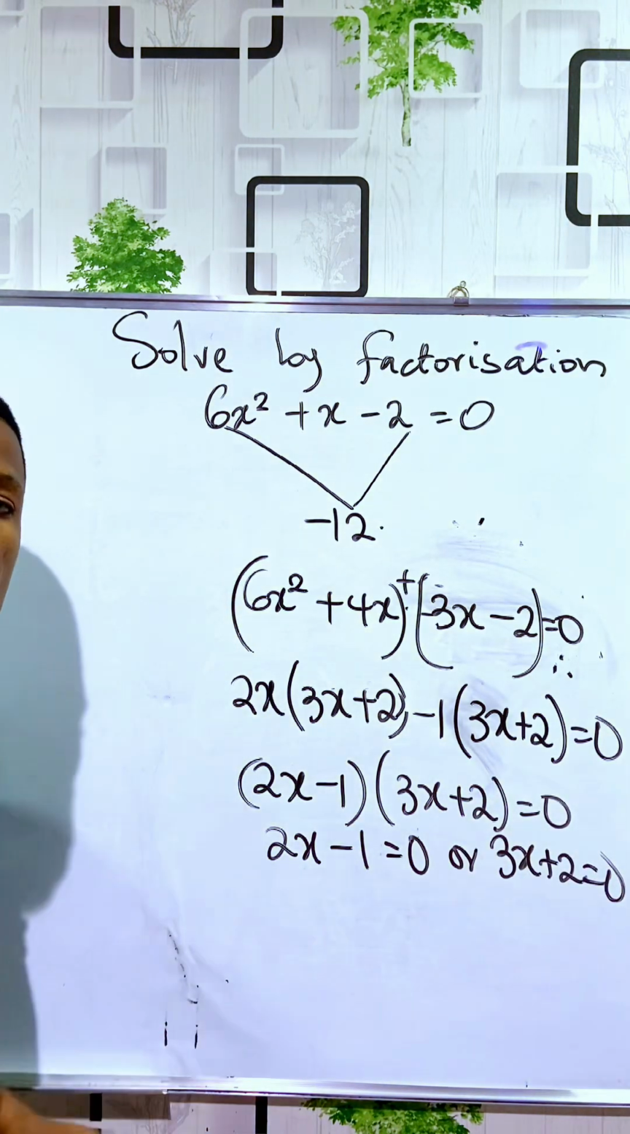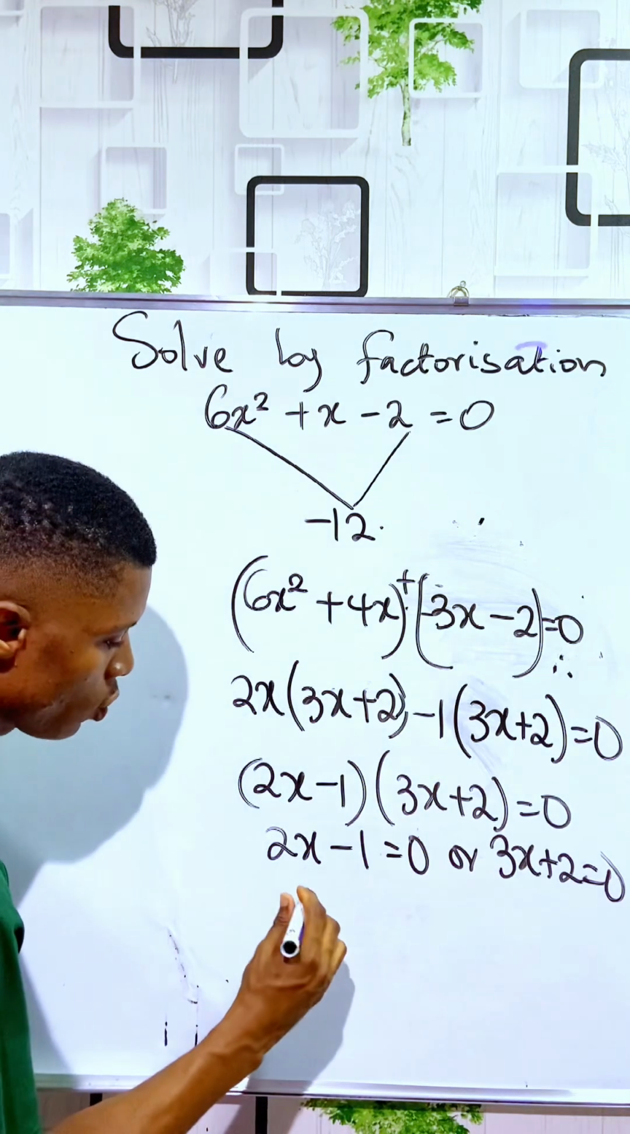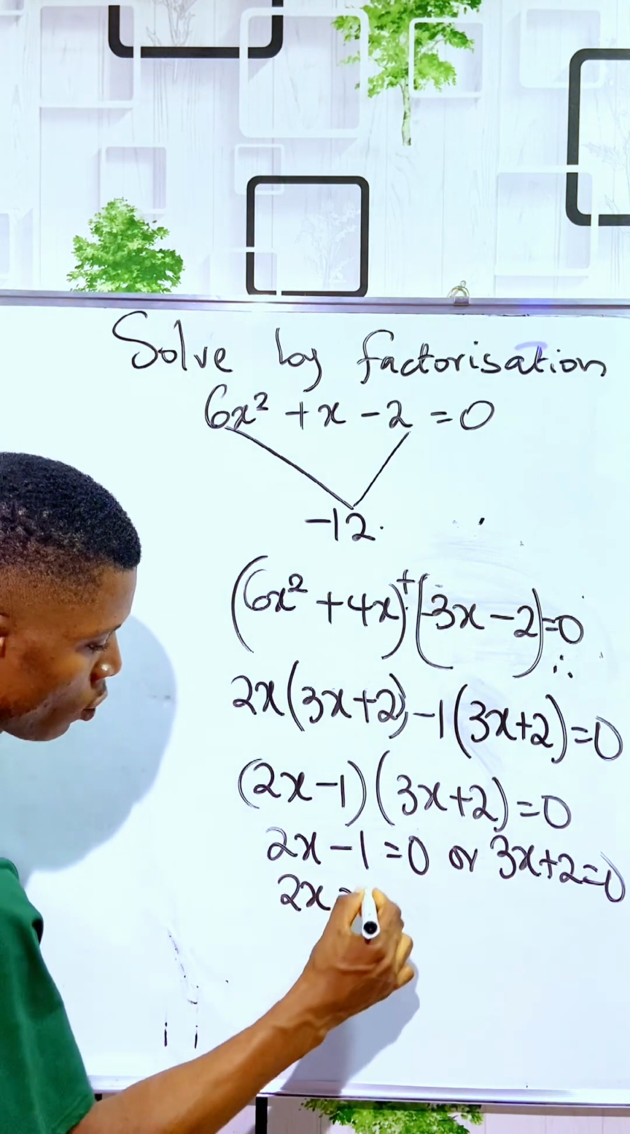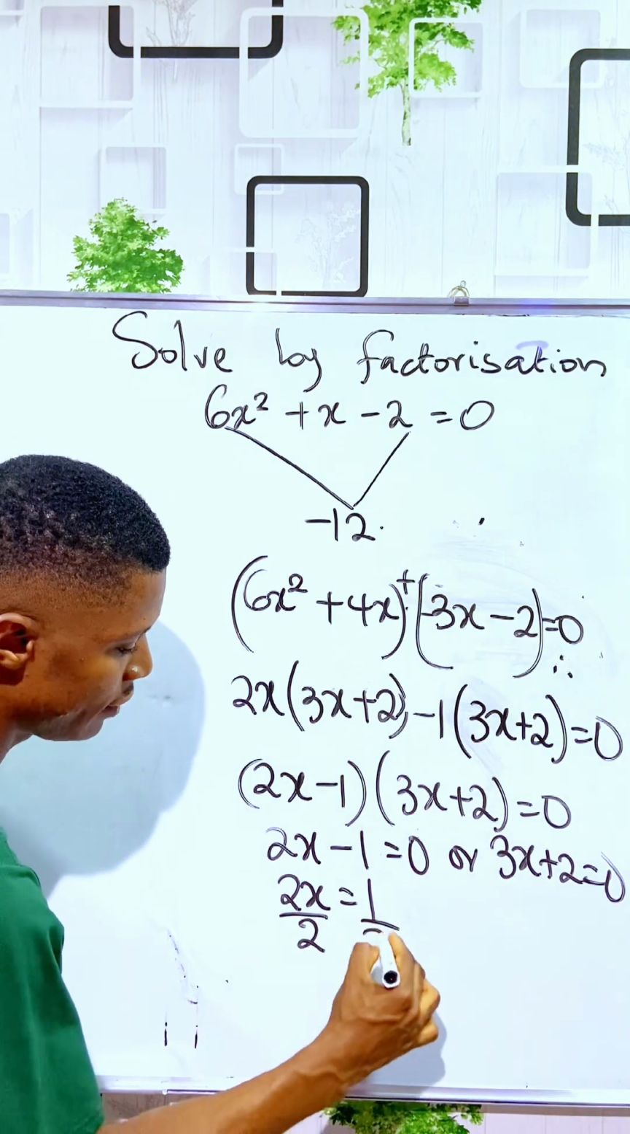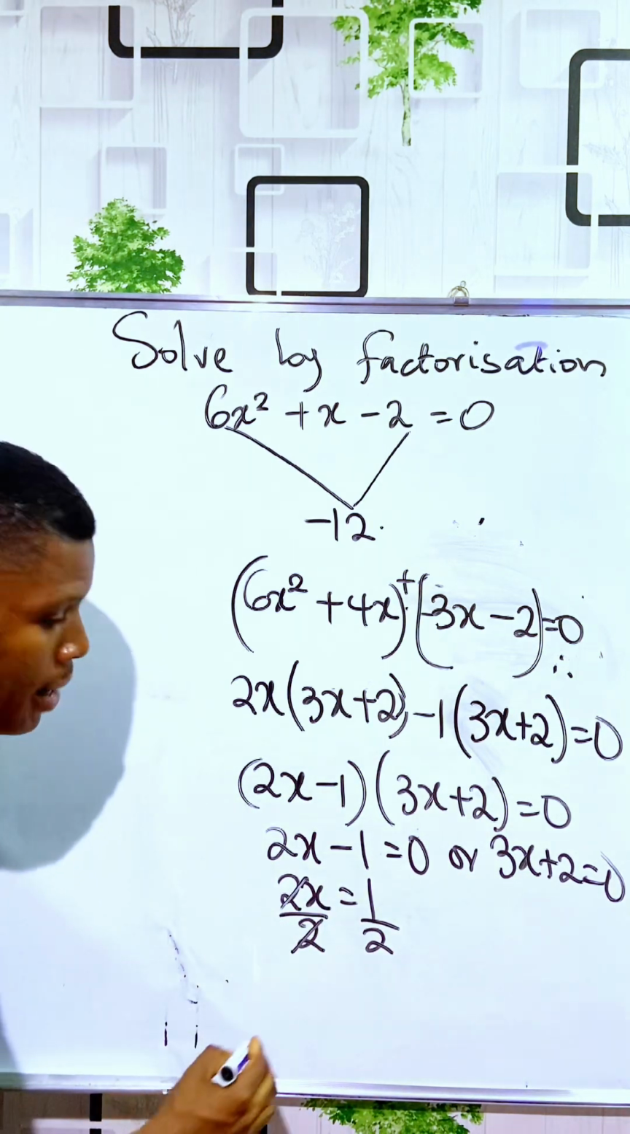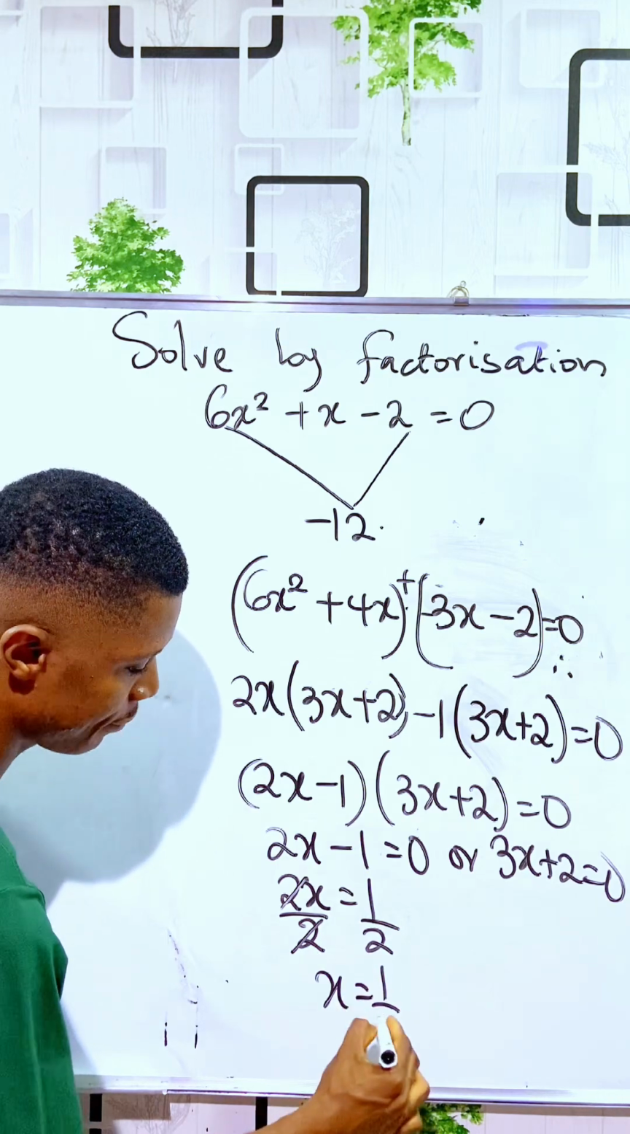If 2x minus 1 is 0, minus 1 will cross the equality sign to give you 2x is equal to 1. So to get the value of x, just divide by 2 and divide by 2. Once you divide by 2, your x is just a half.